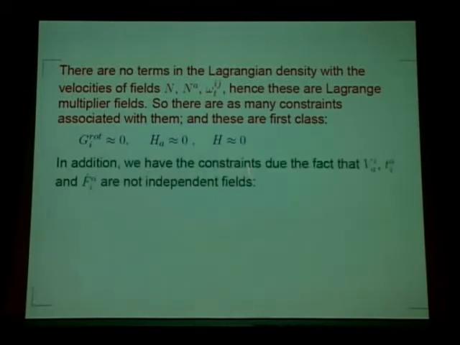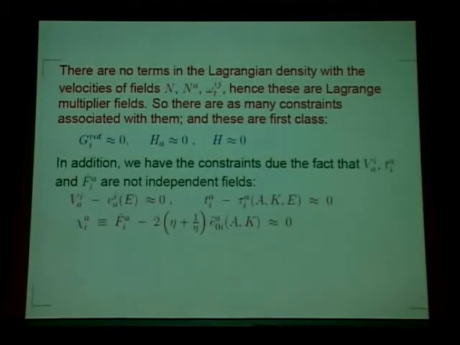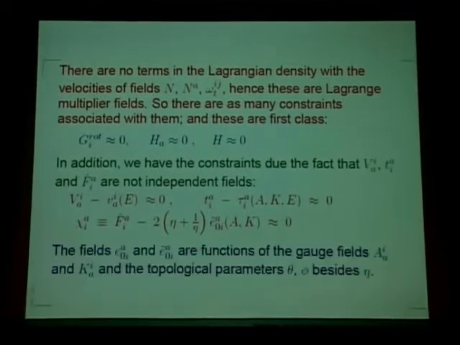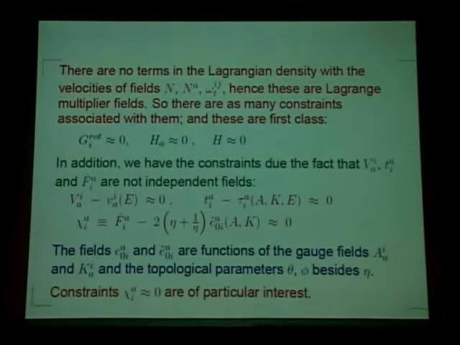In addition to these, we also have the constraints due to the fact that V^a, T^a, and F hat are not independent fields, which are given by V^a being some specific function of E's, and T^a a specific function of these, and F^a a specific function of these. I write chi^A equal to F^A hat minus 2 eta plus 1 plus eta E hat equal to 0. This is a constraint which tells us that F hat is not an independent field.